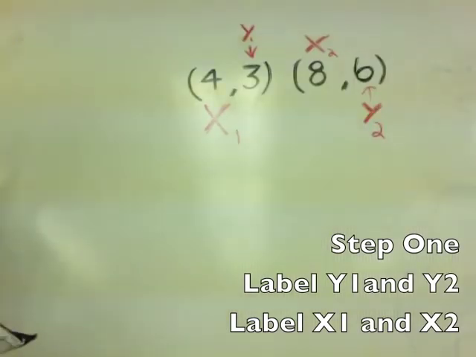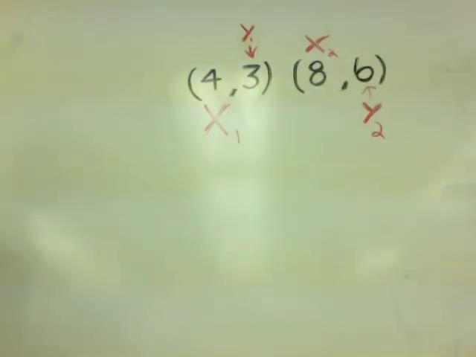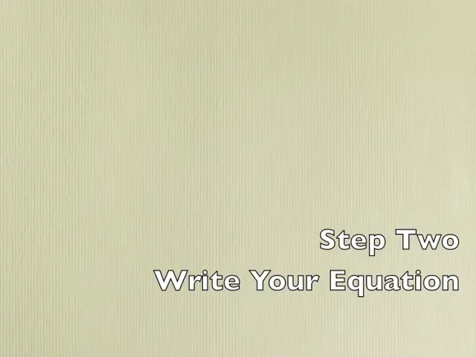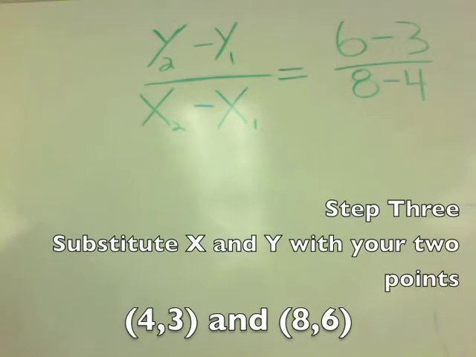Step 1 is label your y1 and your y2 and your x1 and your x2 as shown here. This will be important when you start your equation so you don't get confused with what you're doing and how to do it. Okay, step 2 is to write your equation, and your equation is y2 minus y1 over x2 minus x1. And then we'll go into step 3, which is substitute your points, your 2 points, for x and y as shown here.